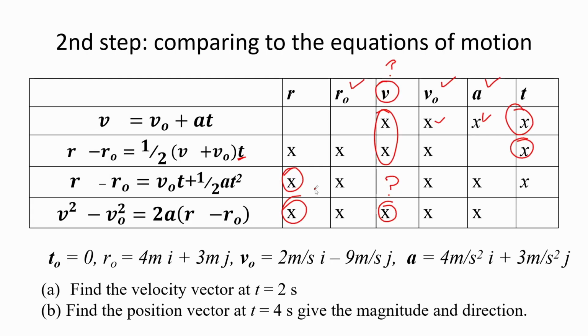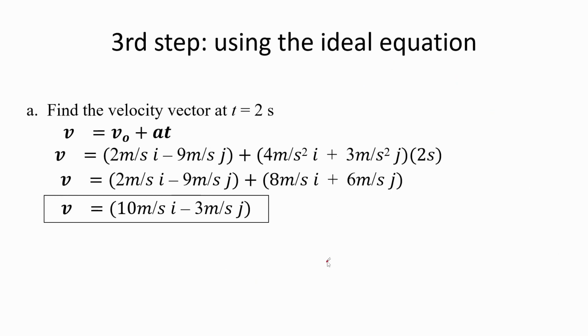Why is that? Do we have the t? Yeah. We have the t. I'm sorry, guys. You have the t there. Ang t is ang part sa given sa question letter A. So we use the first equation. So we have v is equal to v naught plus at. So v man ang unknown. So substituting v naught nimo, which is 2 meter per second i hat minus 9 meter per second j hat plus a, 4 meter per second squared i hat plus 3 meter per second squared j hat times the given sa problem, which is 2 seconds.